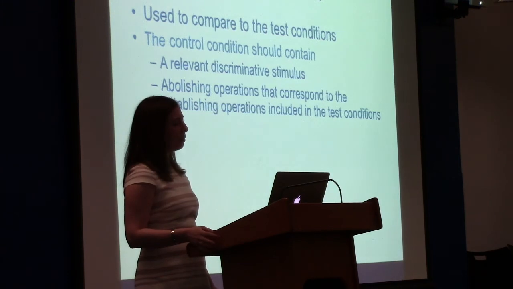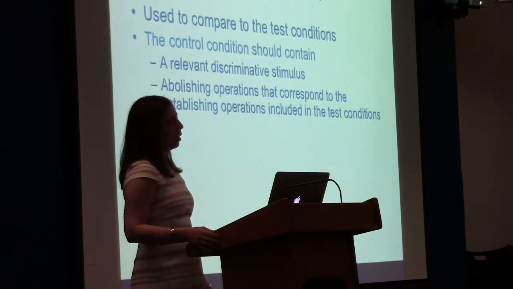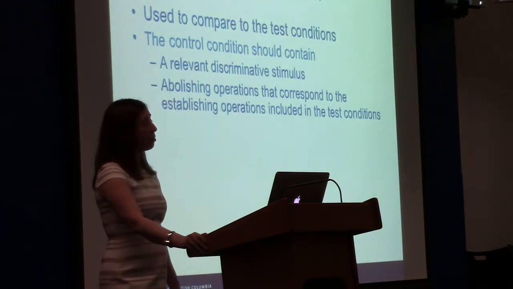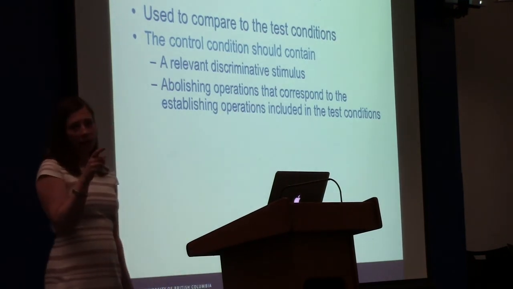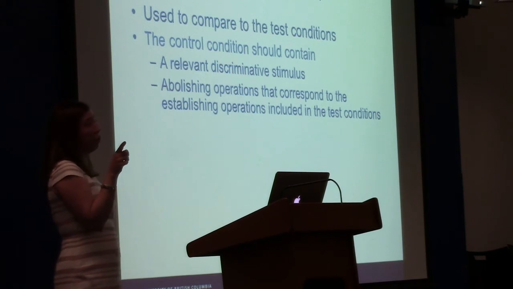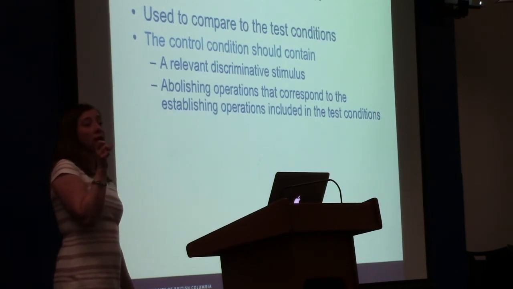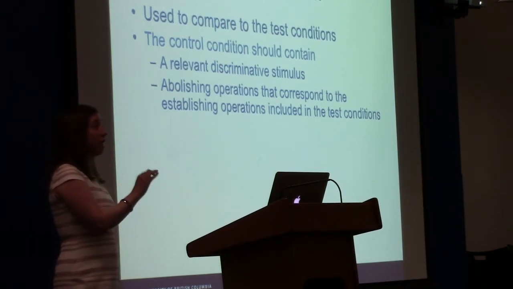So you do want to think about, if there is some kind of discriminative stimulus, usually it's the presence of someone. And then also, the most important thing you want to set up is to create abolishing operations for the establishing operations that are arranged in the test condition.